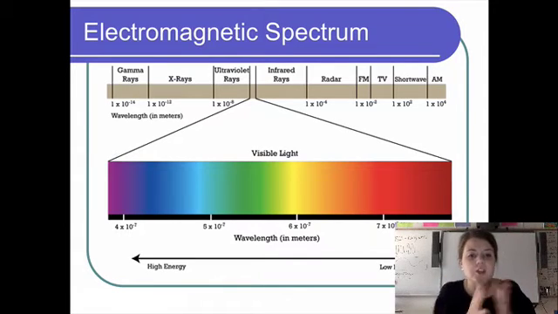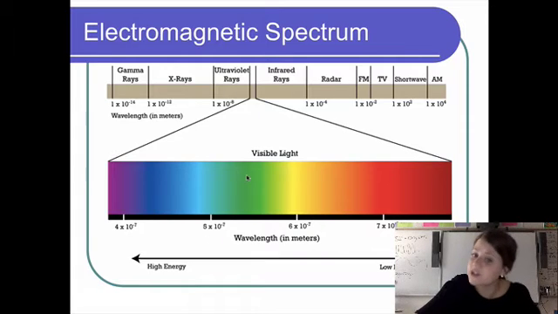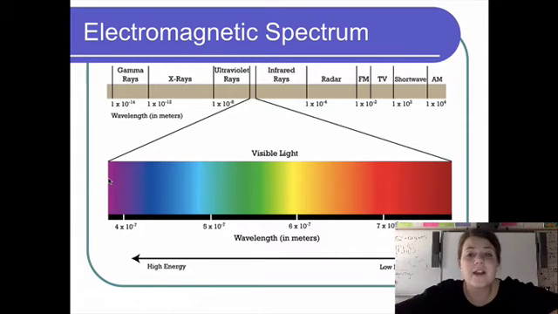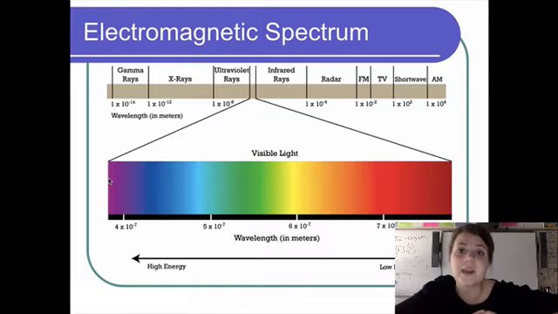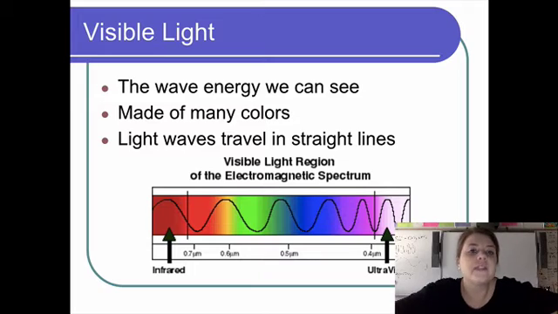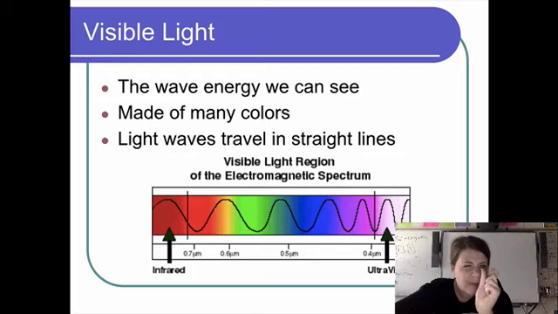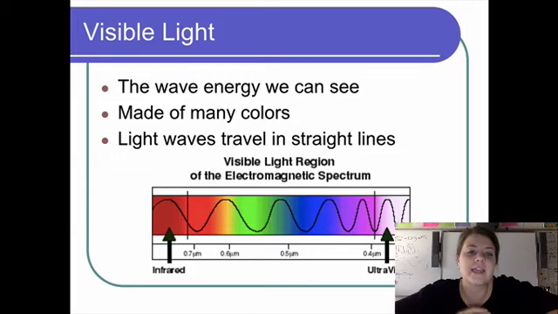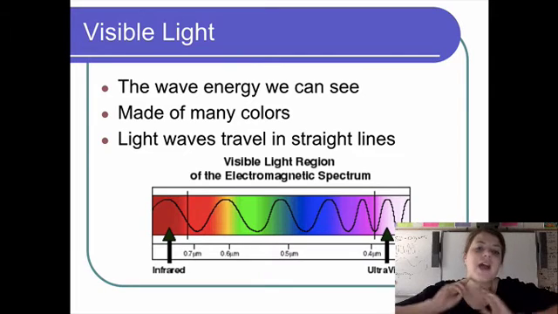Each one of these colors in the visible light spectrum also has a varying amount of energy, which means a varying wavelength, right? Because the wavelength determines how much energy that wave carries. So visible light is the wave energy that we can see. It's the one tiny part of that spectrum that our eyes can register as colors, and it's made of many colors: red, orange, yellow, green, blue, indigo, and violet. And these waves travel in a straight line.